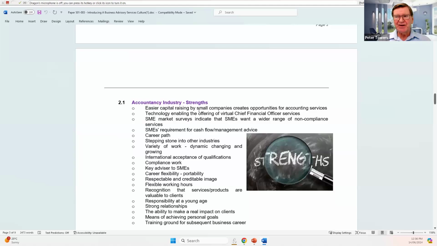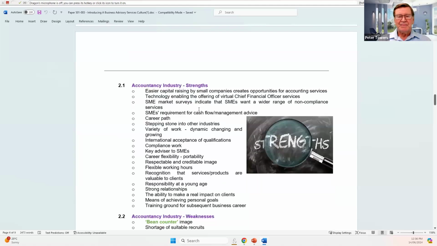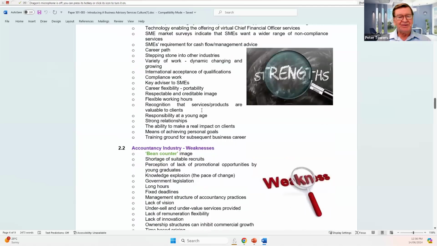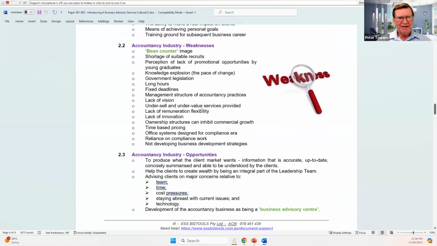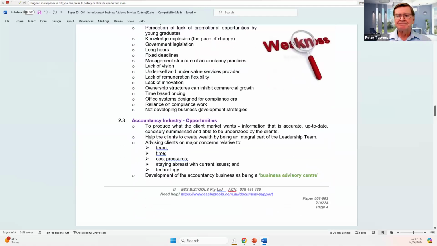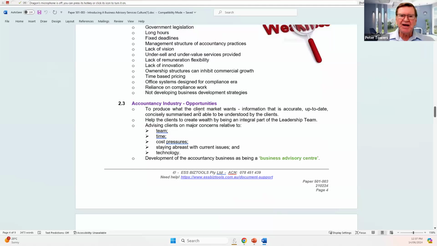I've listed there some accountancy industry strengths. How do you compare? You might have some very strong strengths that aren't mentioned there. What about the weaknesses? Same comment applies. And then let's look at the opportunities. Whilst there's a lot of problems in Australian SME businesses, there's also a lot of businesses that are really performing well. And what you need to be able to do is to make sure you attract your fair share of those SMEs who are doing very well, and then stay abreast with them as they grow.